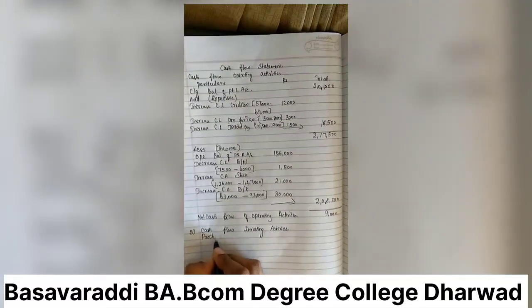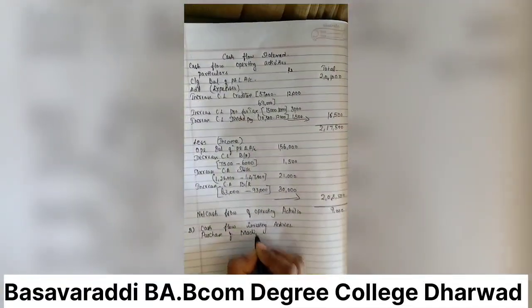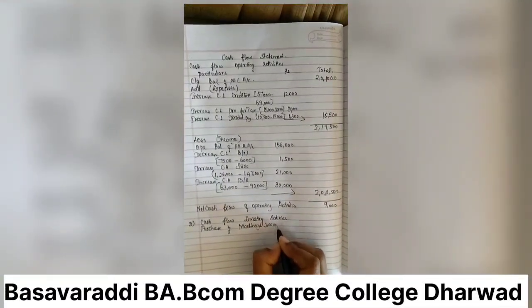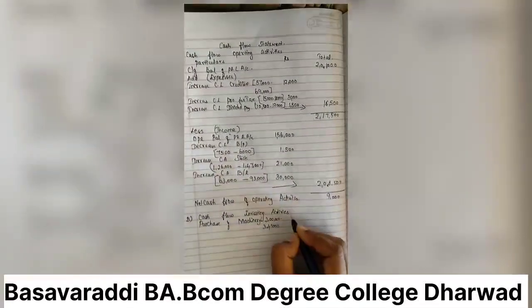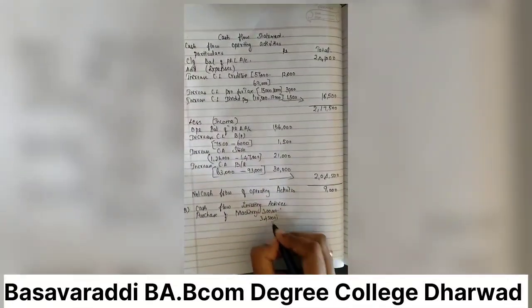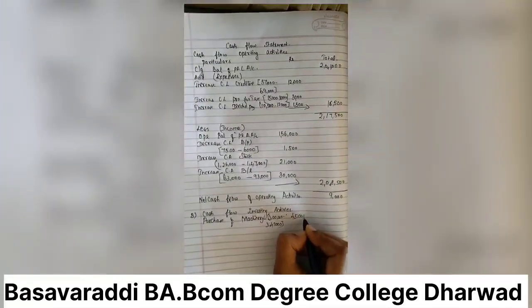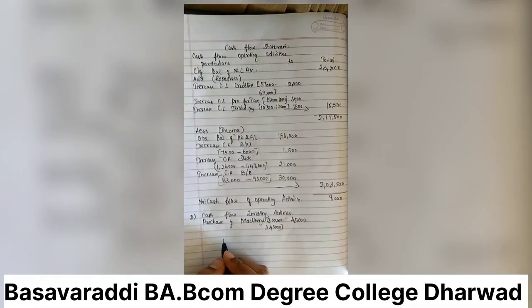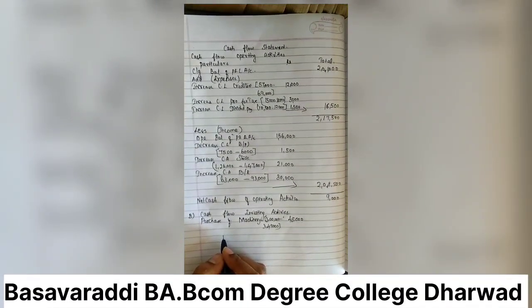The next, purchase of machinery: 3 lakh minus 3,45,000. In the inner column we show the difference, 45,000. The next one is land. Land is the same, so we don't enter anything. We go to the next entry, buildings.